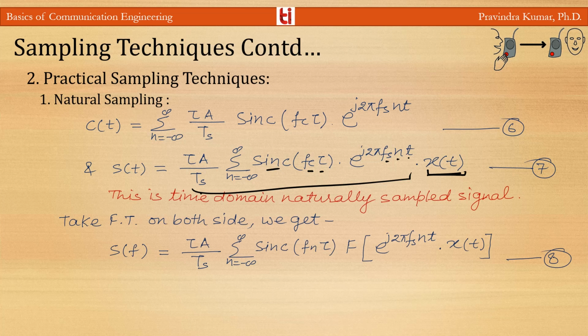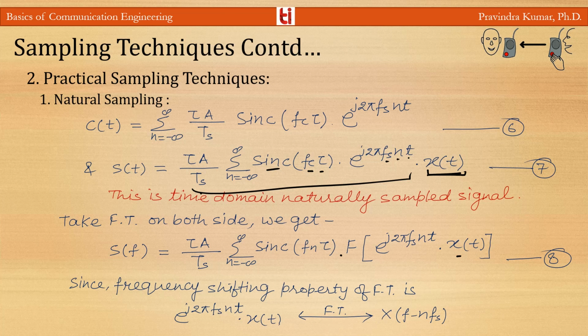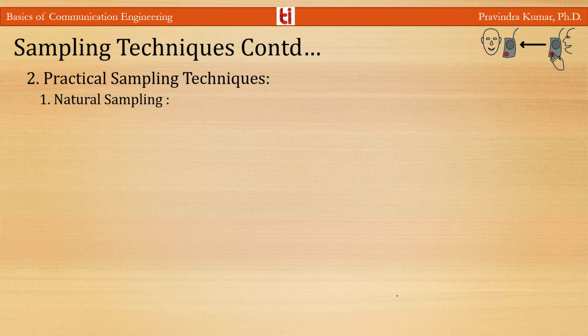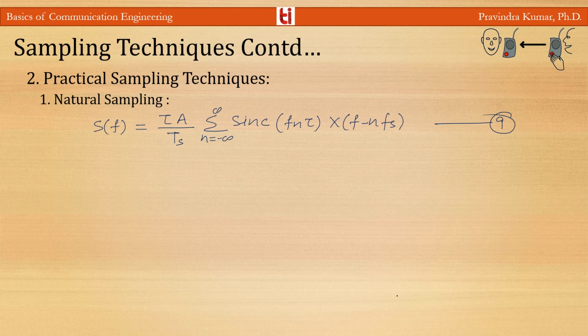Now if I take the Fourier transform on both sides of equation 7, then I will get S(f) equal to tau A by Ts summation sinc function of fn tau into the Fourier transform of e to the power j 2 pi fs n t into x(t). Now, you know the frequency shifting property of the Fourier transform: the Fourier transform of e to the power j 2 pi fs n t into x(t) will be X(f minus n fs). So using this we can have the sampled signal S(f) as tau A by Ts summation sinc function of fn tau X(f minus n fs).